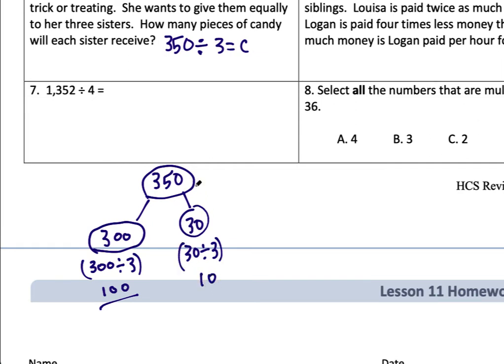Now remember, I have to go back to 350. Right now I'm at 330. I've got 20 more to do, but 20 is not a multiple of 3, but 18 is. 18 divided by 3 would be 6. I'm almost there. Right now, I'm at 348.